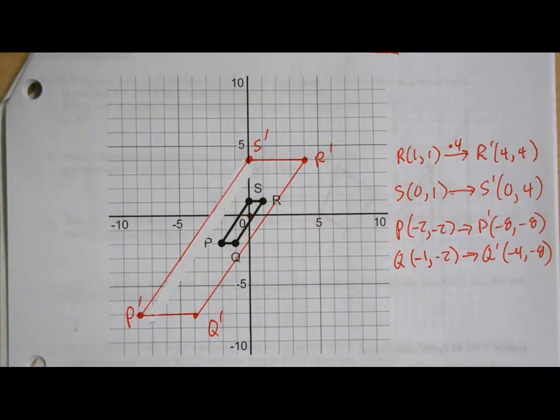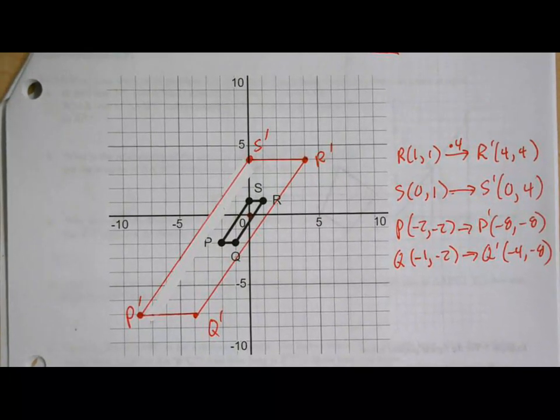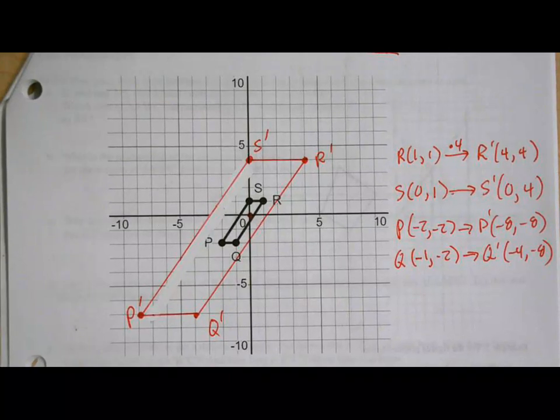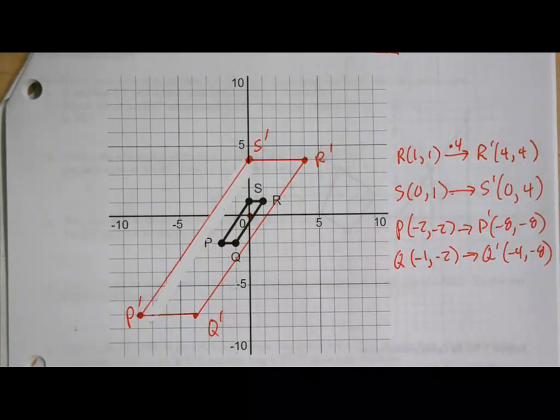All right, your final shape should have sides that are 4 times as big as your original. And all those sides should be parallel to the original sides. Yes?